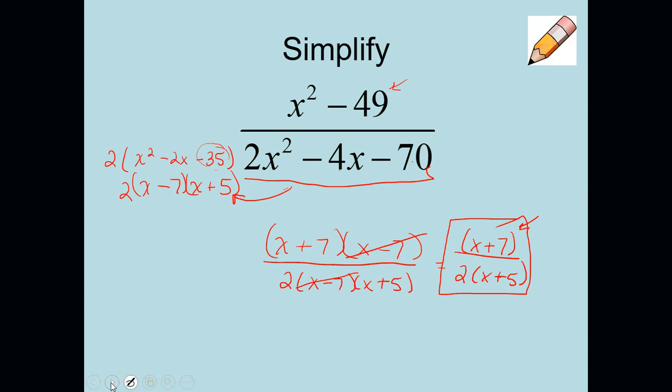Okay? That's how we simplify these lovely expressions. We break them apart and we look for common factors that we can cross off or simplify out. Dividing out the top and bottom by those leaves us with a reduced fraction.